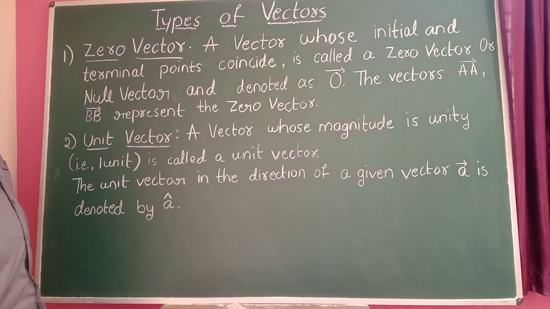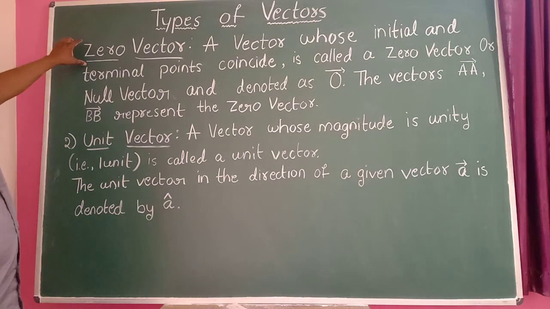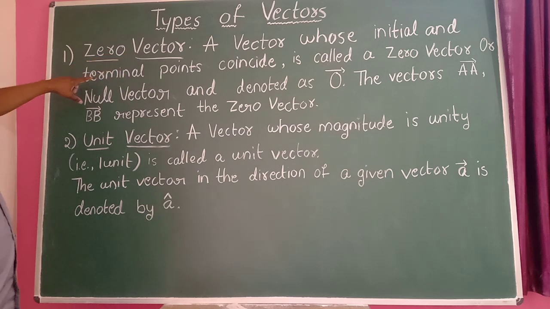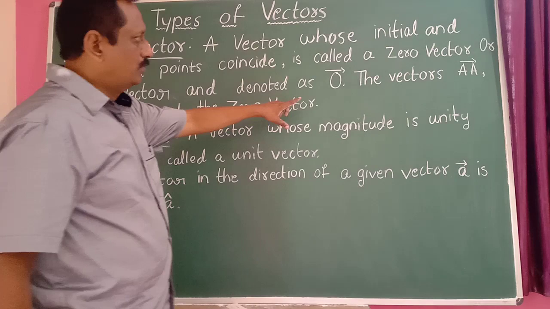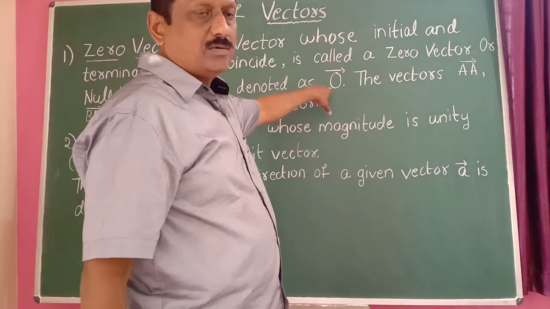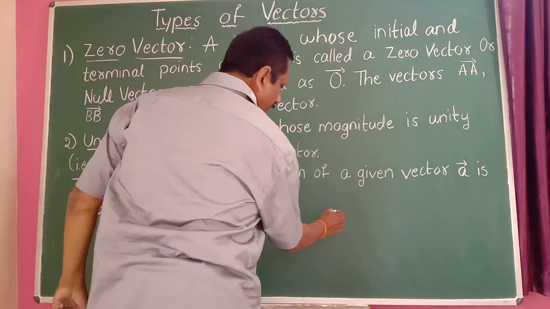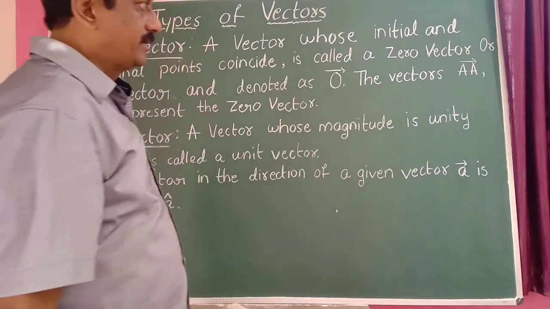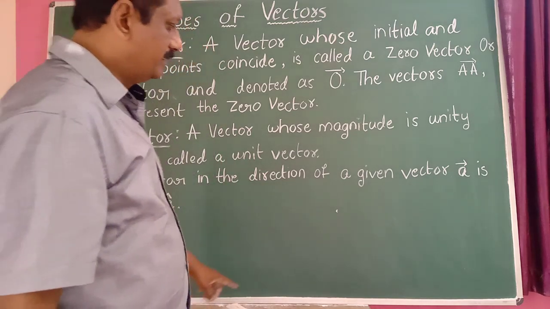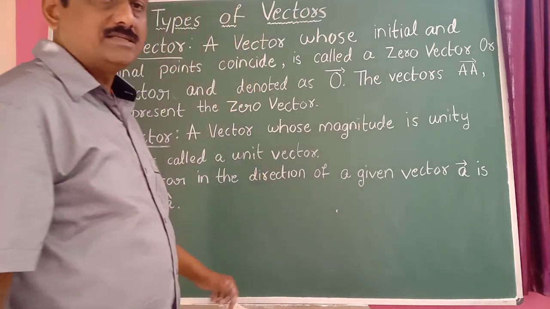Okay, types of vectors here. First definition here, zero vector. A vector whose initial and terminal points coincide is called a zero vector or null vector, and denoted as O bar. Okay, simply a point is a null vector here, because here initial and terminal points coincide with each other.